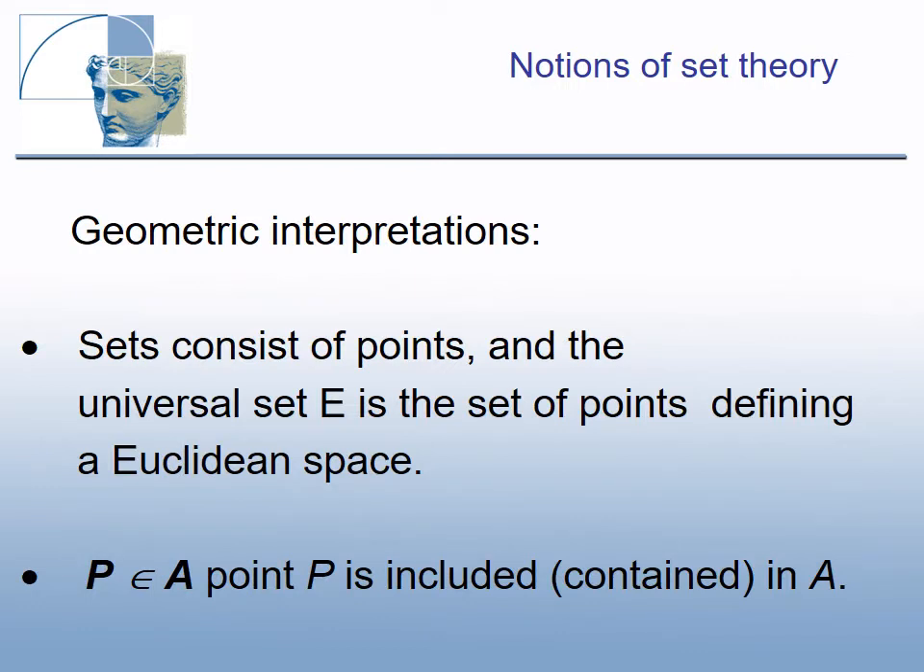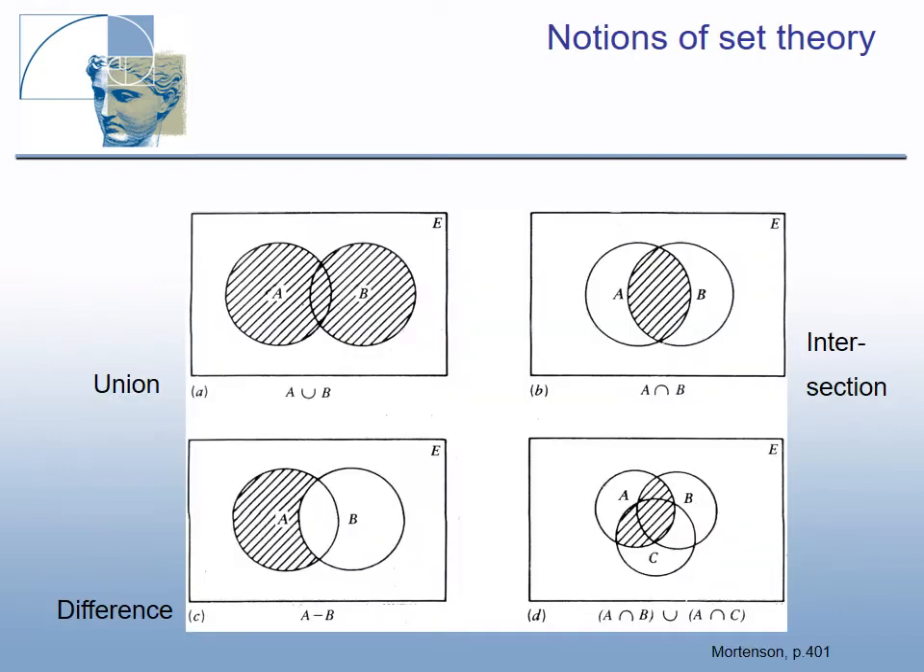The geometric interpretations of set theory notions are the following. Sets, or geometric objects, consist of points, and the universal set E is the set of points defining the entire space. The shown expression P belongs A means that the point P is included in or belongs to the set A. On this slide, you can see Venn diagrams of discussed Boolean operations.